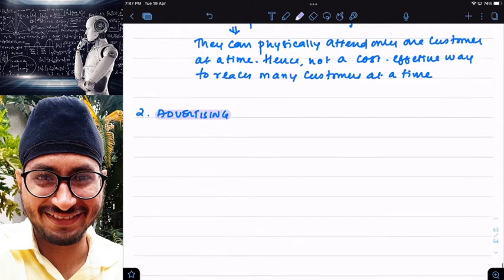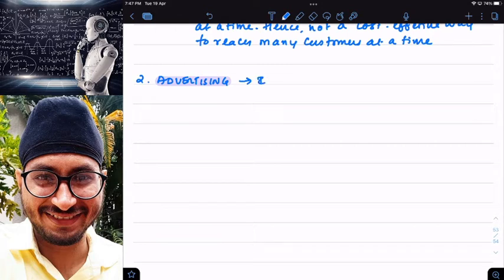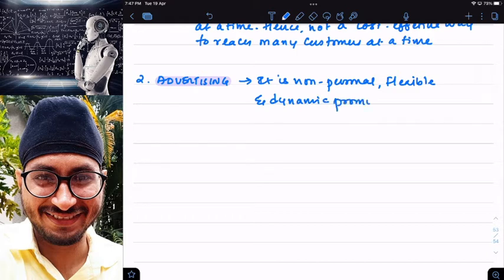Advertisement. What is advertisement? It is a non-personal, flexible, and dynamic promotional method. It is non-personal, which means there is no face-to-face interaction between the customer and the seller. And it is flexible, which means I can keep changing the way in which I advertise depending upon the response.